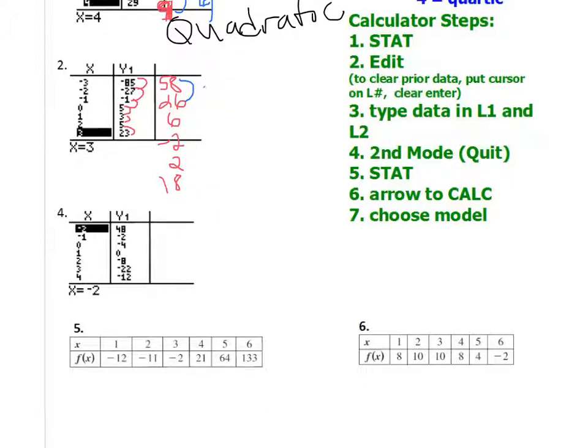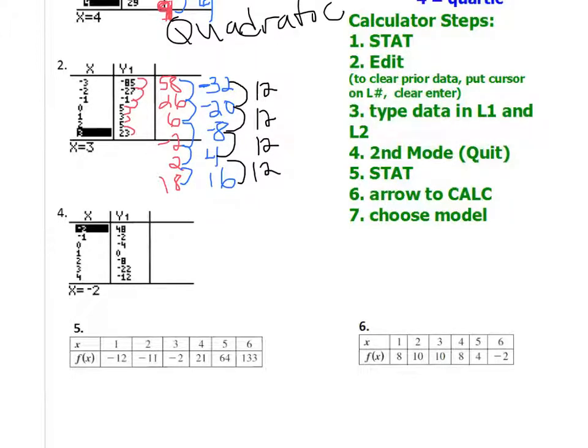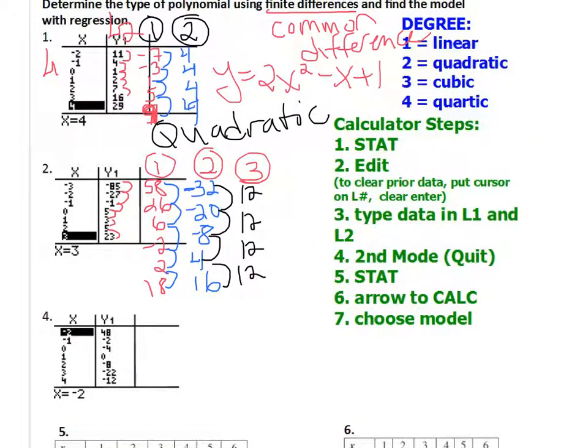26 minus 58. 6 minus 26. Negative 2 minus 6. 2 minus negative 2. And 18 minus 2. Still not constant, so we're going to subtract again. Negative 20 minus negative 32. Negative 8 minus negative 20. 4 minus negative 8. And 16 minus 4. Now, we have a constant number. We subtracted 1, 2, 3 times. So because we subtracted on the 3rd level, this answer is cubic.